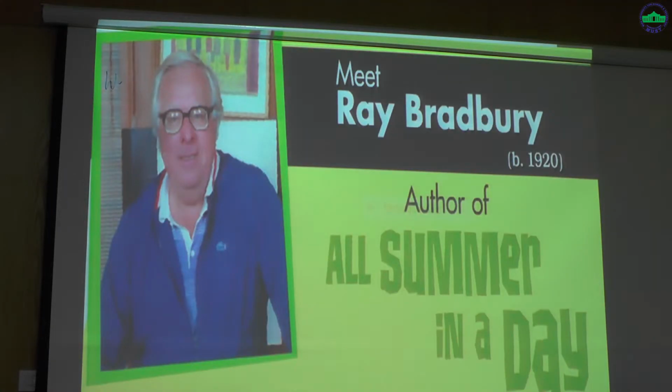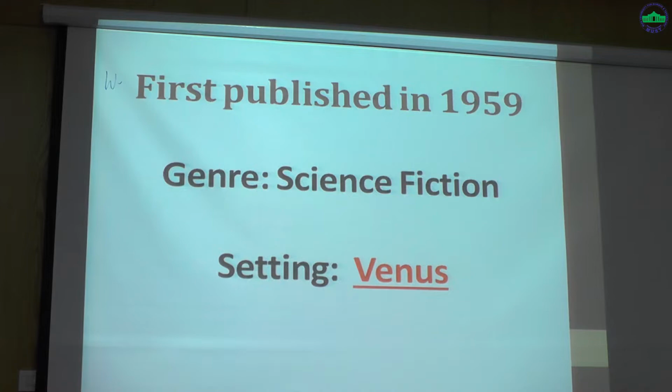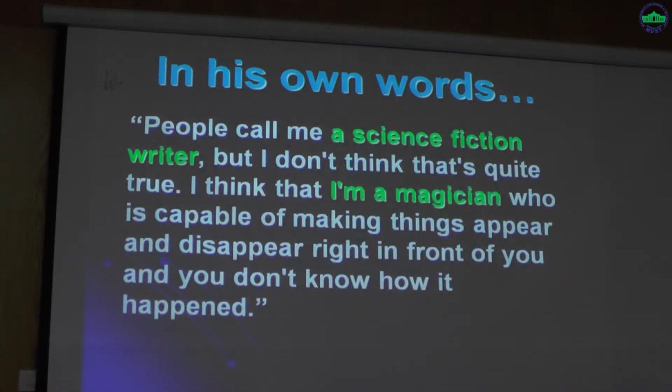So our author today is Ray Bradbury, the author of "All Summer in a Day." The genre is science fiction. The setting is Venus, first published in 1959. This is modern literature after the Second World War. In his own words, a quote by the author himself: people call me a science fiction writer, but I don't think that's quite true. I think that I'm a magician who is capable of making things appear and disappear right in front of you, and you don't know how it happened.